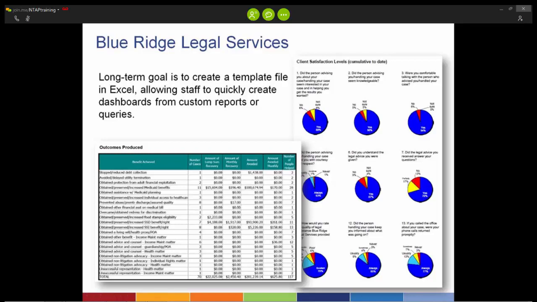Brian, any thoughts on kind of this whole model of dashboarding?